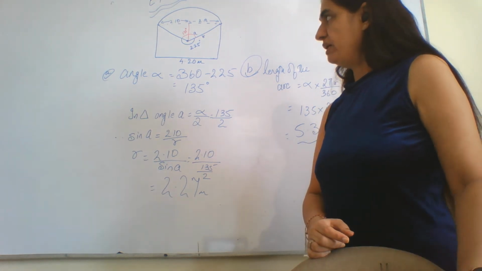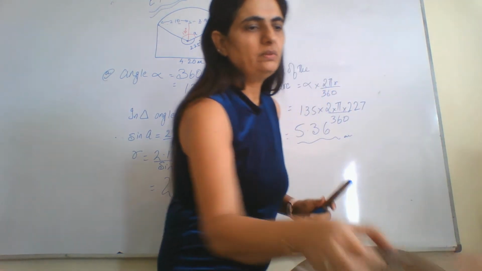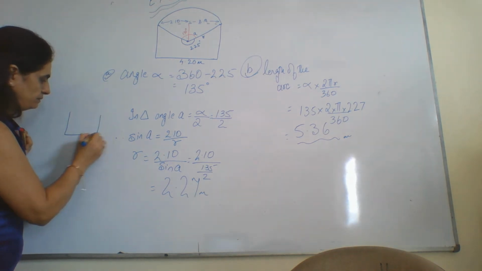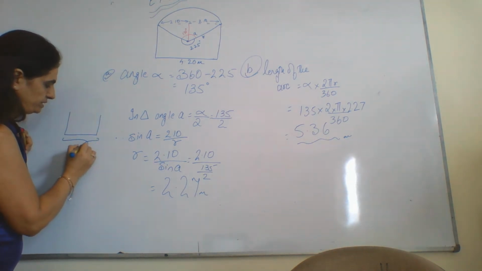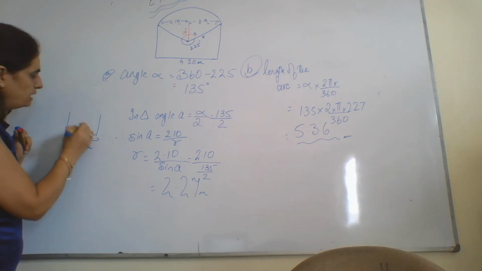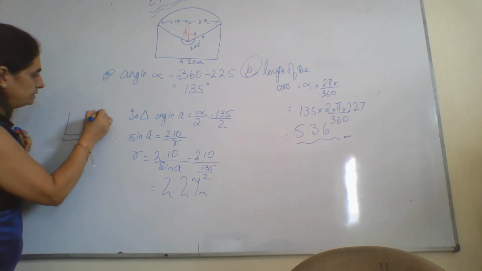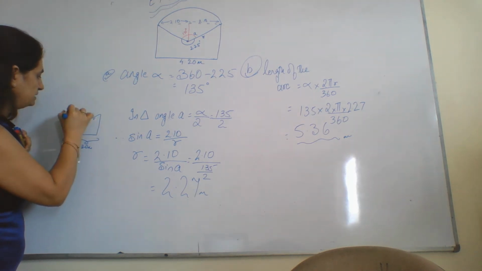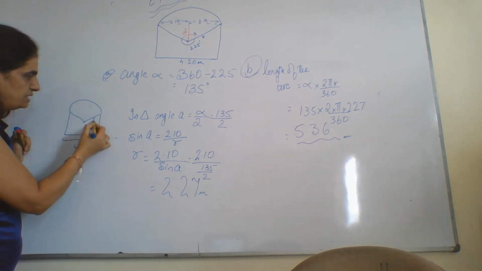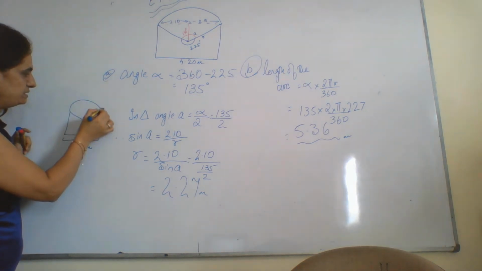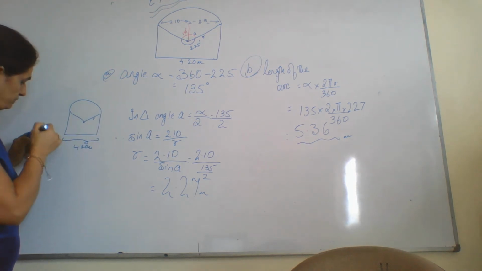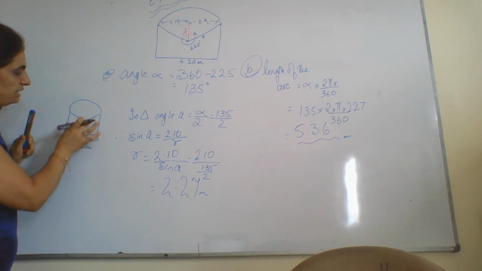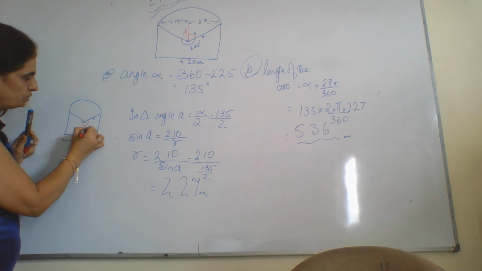Now to go about this sum, what I will do is draw a diagram and show you here. So this is the measurement which is given to me, 4.20 meters. Now this is the radius which I need to find out, and this is the arc formed here. So two things I need to find out, the radius and this arc. Now what are the two things which are given to me? One is this 4.20, the length, and the other one is this angle, 225 degrees.